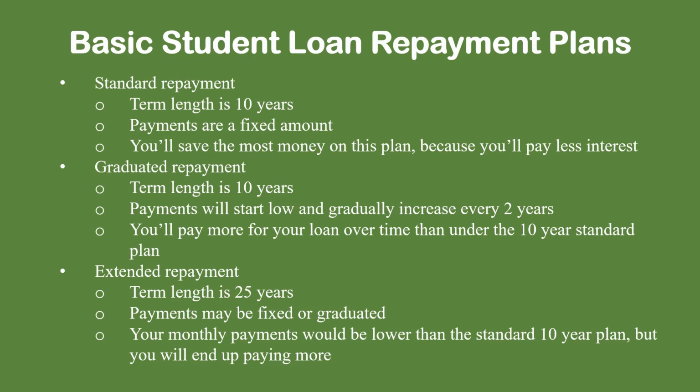And then lastly, there's extended repayment. This is a 25-year term. Payments may be fixed or graduated, and your monthly payments would be lower than the standard 10-year plan, but you will also end up paying more. And I want you to know that these sets of repayment plans are for federal loans and not for private loans, which we will discuss a little bit later on.